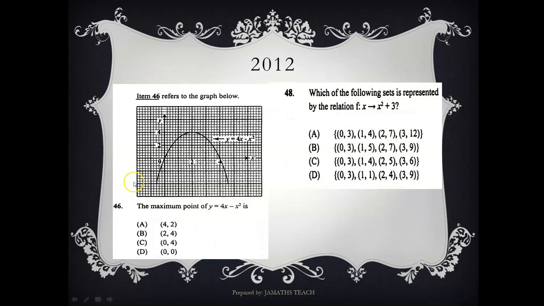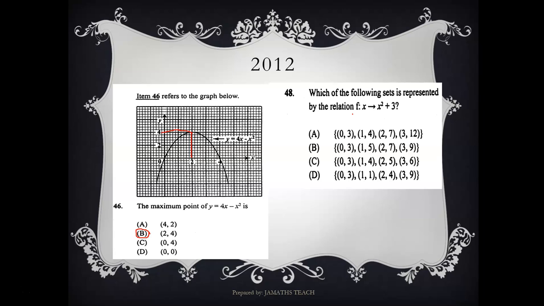Next question. Item 46 refers to the diagram below. What is the maximum point of y equals 4x minus x squared? So the maximum point is the highest point on the graph. So that would be right here. And you know that when you're writing your coordinates, you write the x value first, then the y value. So for this point, it goes down to 2 on the x and it goes across to 4 on the y. So our answer would be B, 2, 4.